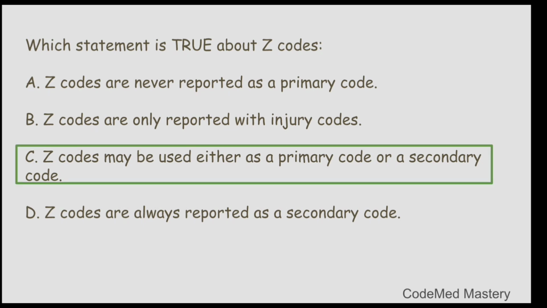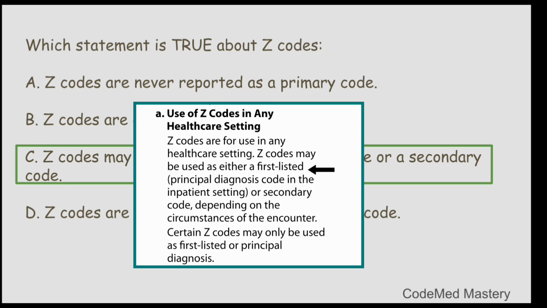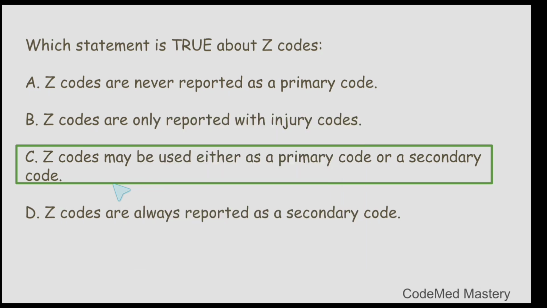And the right answer is option C, Z codes may be used either as a primary code or a secondary code. If you don't know the answer for this, you can check in your ICD manual, Chapter 21, Factors Influencing Health Status and Contact with Health Services, that is Z codes. Under that, you can find the first guideline, that is Z codes may be used as either a first listed principal diagnosis code or secondary code depending on the circumstances of the encounter. Therefore, the right answer is option C.